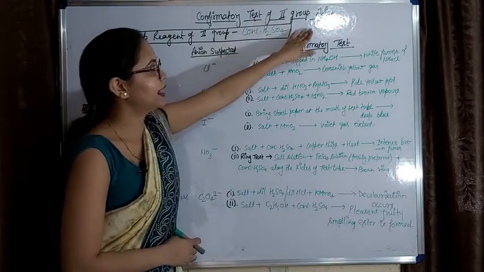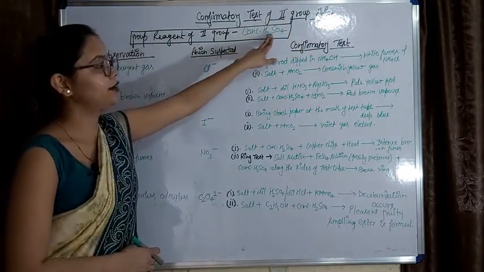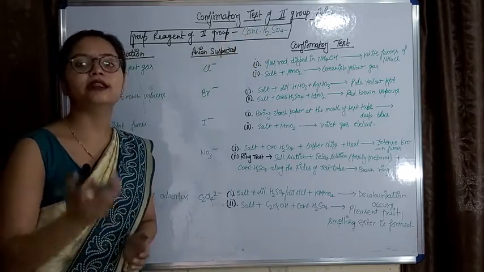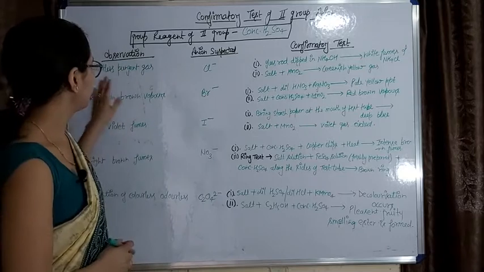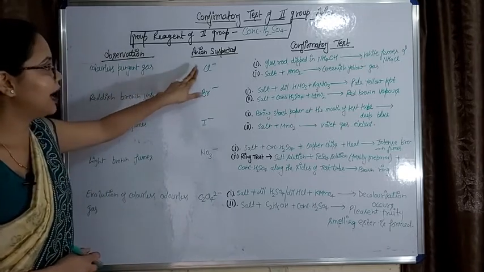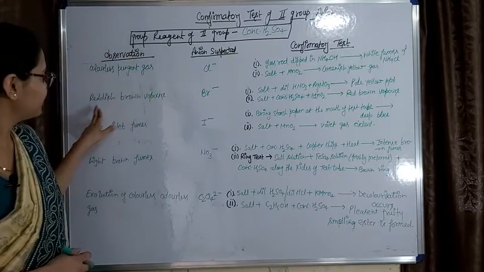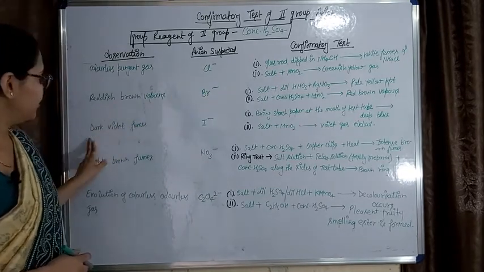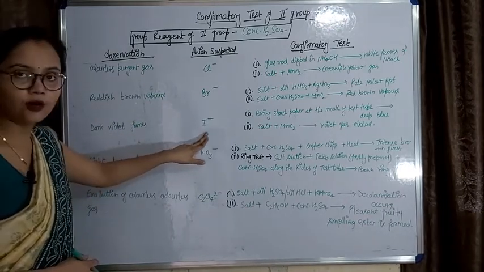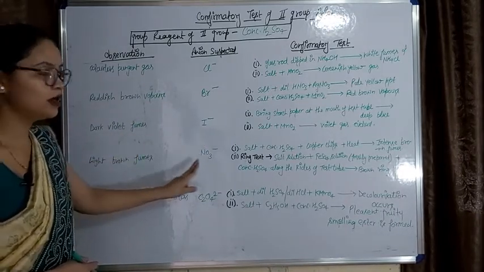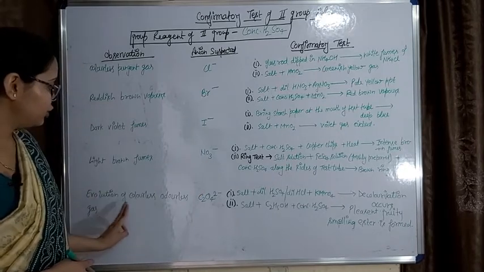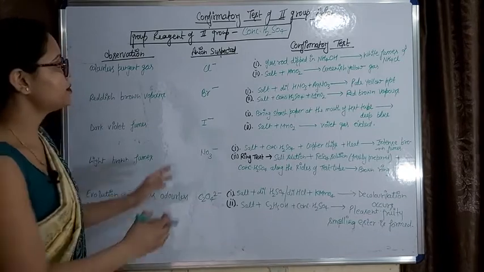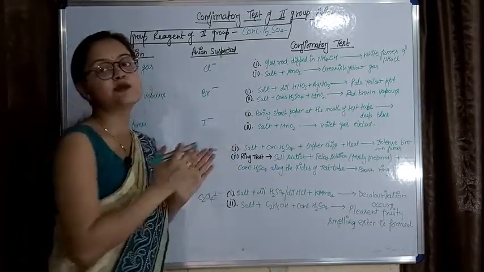As we know, for the second group the reagent is concentrated H2SO4. When you add concentrated H2SO4 to the given mixture and you get a colorless pungent gas, the suspected ion is chloride ion. A reddish brown PPT means bromide ion is present. Dark violet fumes mean iodide ion, and light brown fumes mean nitrate ion. In the case of evolution of a colorless odorless gas, oxalate ion may be present. These are just the suspected ions.